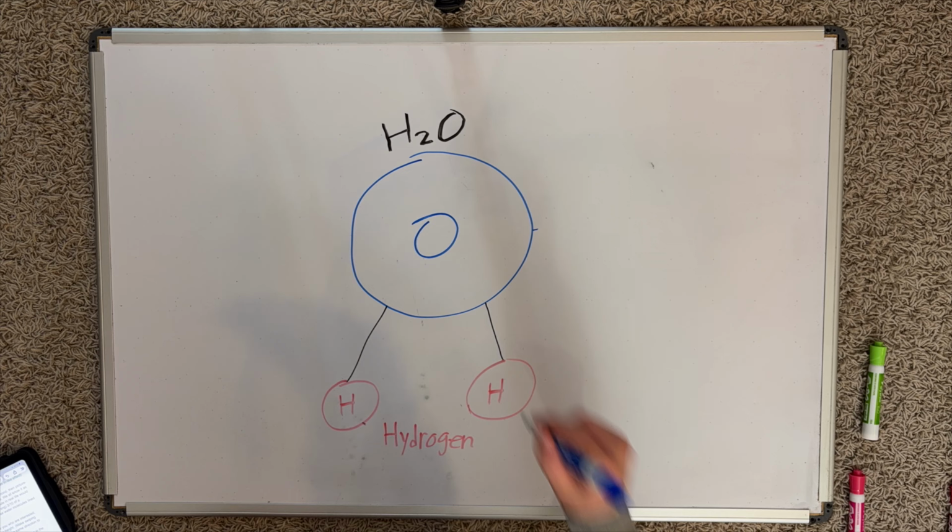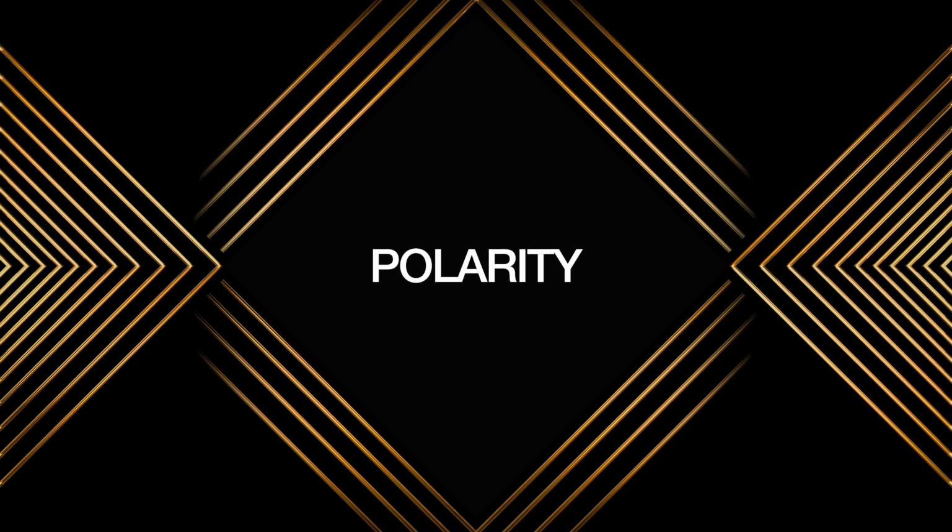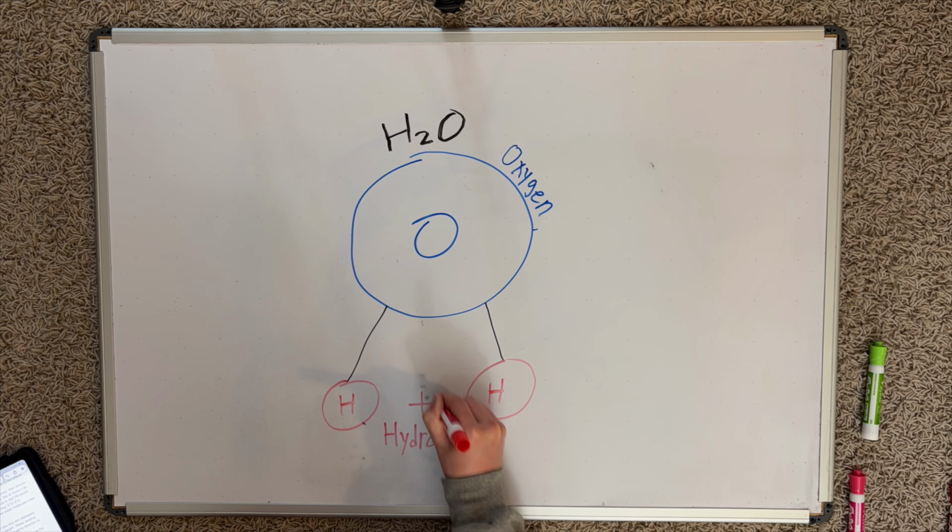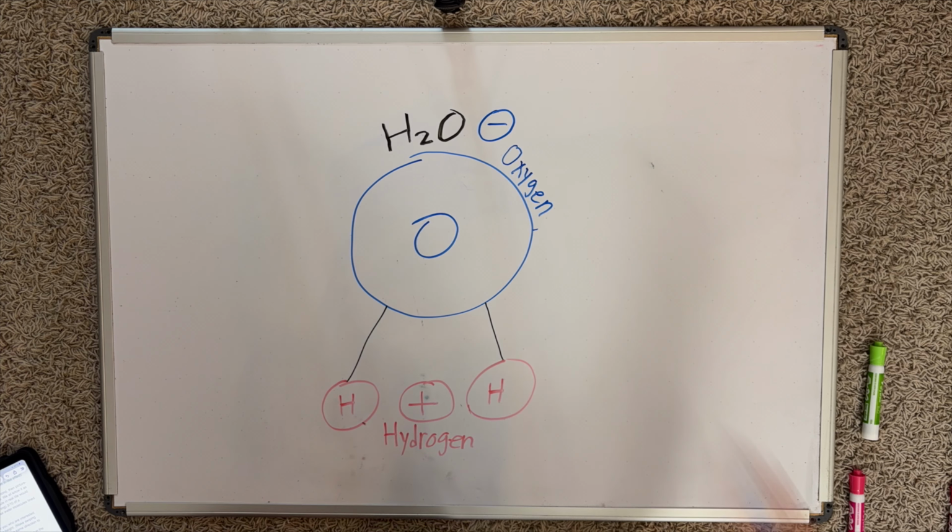Because the atoms are structured in this specific way, with the 2 hydrogens on one side and the oxygen on the other, it gives a water molecule a unique property, a small magnetic field that is called polarity. Because of the distribution of protons and electrons, the side with the hydrogen atoms is going to be slightly more positive, and the side with the oxygen atom is going to be slightly more negative.